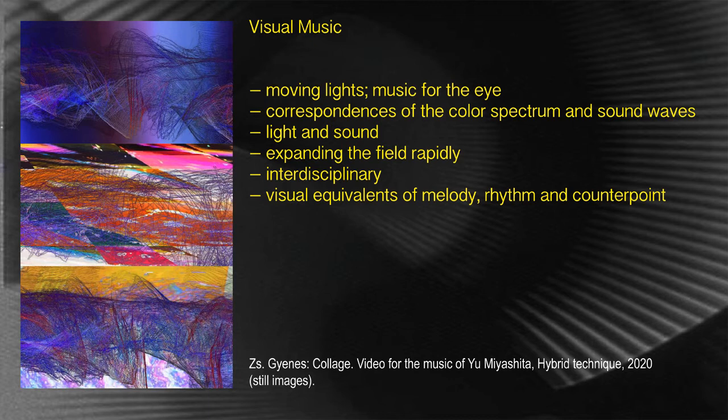Any discussion of visual music must be interdisciplinary. What are the visual equivalents of melody, harmony, rhythm, and counterpoint? Is it important to find these equivalents? Do they exist at all? Both the visual and music parts of visual music's work are deeply connected and integrated.